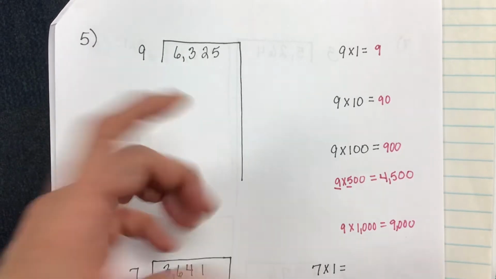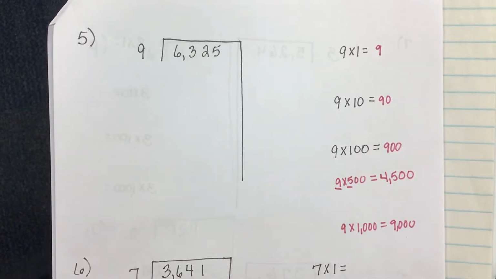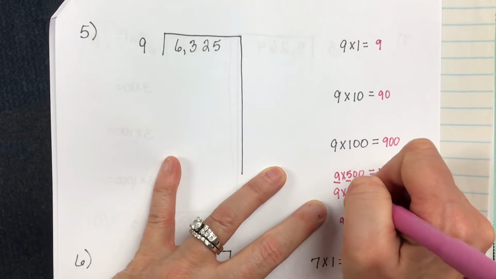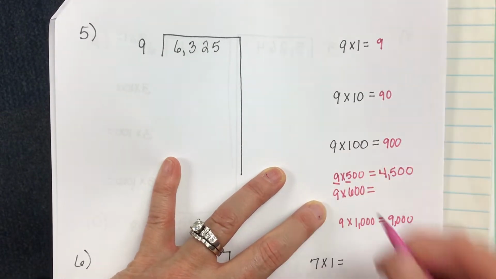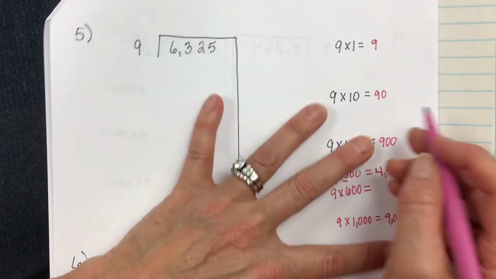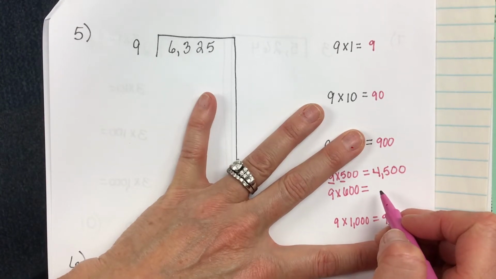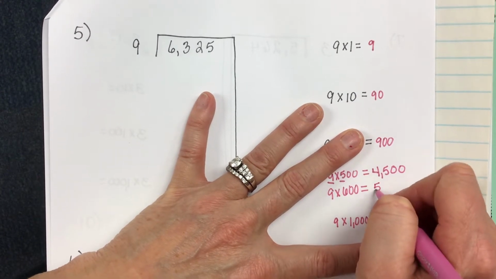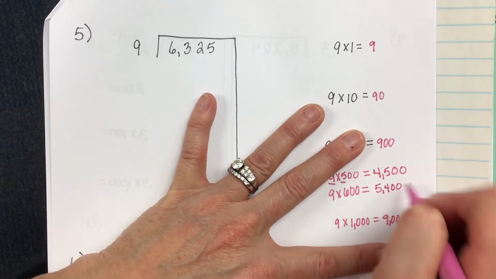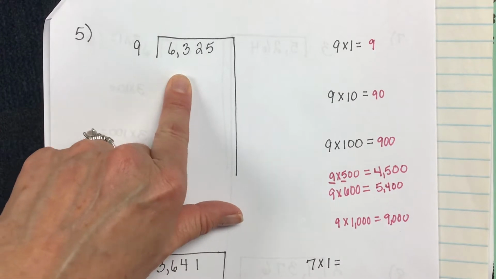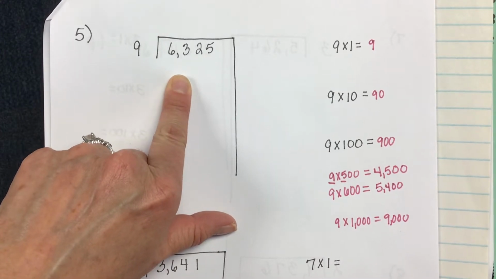Okay. Well, I wonder if I could subtract 600 times. What is 9 times 600? Ella? 5,400. Very good. 9 times 6 is 54, and then I'm adding 2 zeros. Can I subtract 5,400? Yes.